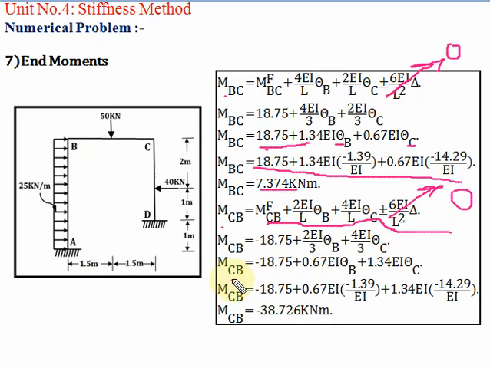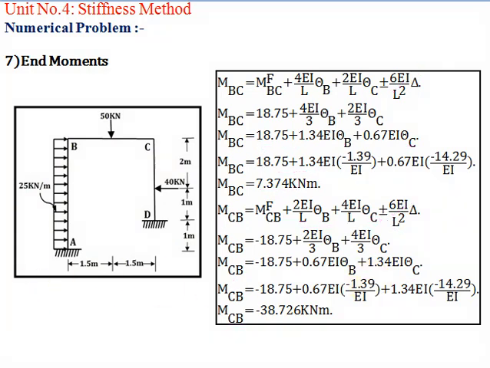We get the equation of end moment for member CB as minus 18.75 plus 0.675 EI theta B plus 1.34 EI theta C. Now put the value of theta B and theta C. So we get the moment in member CB as minus 38.726. Here remember that the value of delta for a horizontal member is 0 because sway is not considered for a horizontal member.